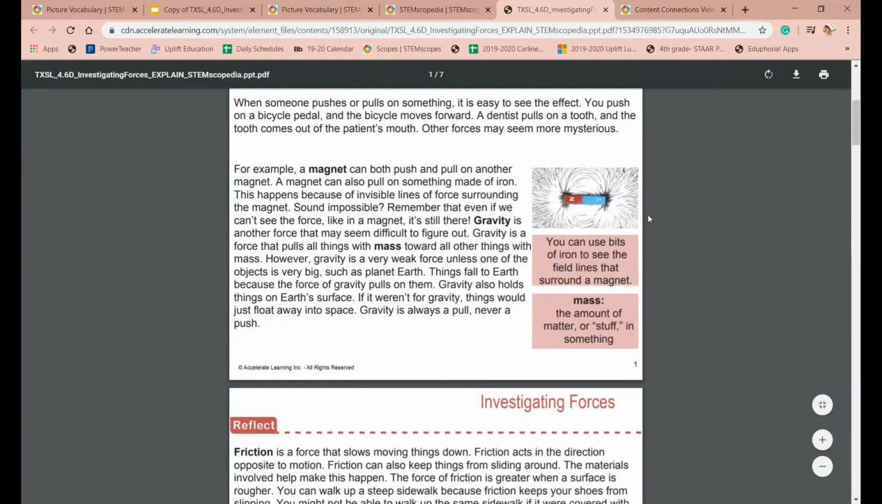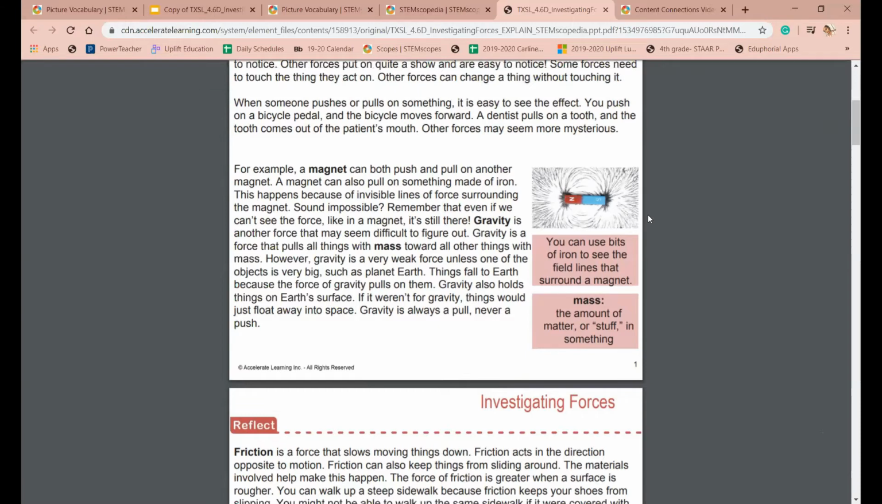Great job. So for example, a magnet can both push and pull on another magnet. A magnet can also pull on something made of iron. This happens because of invisible lines of force surrounding the magnet. Sound impossible? Remember that even if we can't see the force like in a magnet, it's still there.